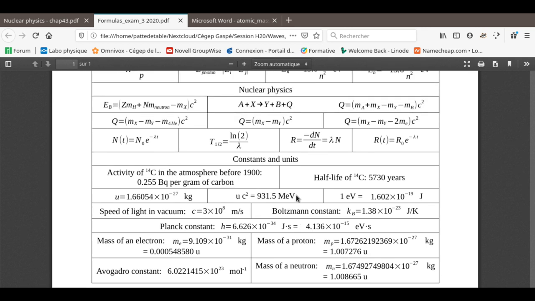Next, these decays do not happen all at once. They happen over time. To introduce the rate of decay, the activity of a given isotope: we have the relation between the number of nuclei we have at a given time, knowing how many we had at the beginning, which decreases over time with an exponential decay, with lambda, the decay constant, the probability of a decay happening per unit of time. We have the half-life of a given isotope, which is directly linked to lambda, the probability.